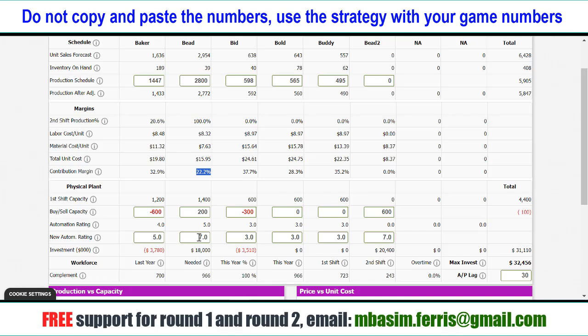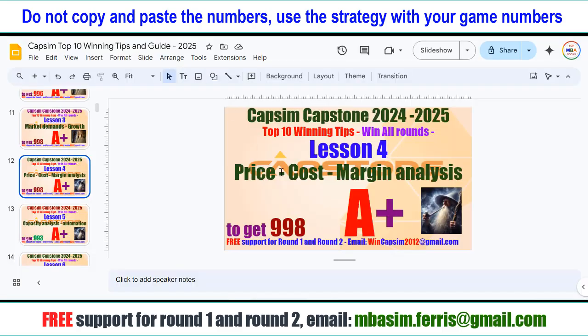We need to increase this to 10 as soon as possible to increase the contribution margin, and the other is okay, right? We can increase the automation of traditional to 8, low end to 10, the other to 6, but we do that after each round because each round we have the limit of the budget here. Okay, so that's lesson 4, price, cost, and margin analysis, right?